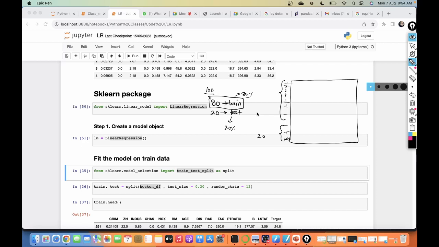Randomly it will go. If we show it like this, it is just a way of showing the train test split, but internally this train test split function randomly takes 80 values out of 100 into train, and the rest will go to the test side.